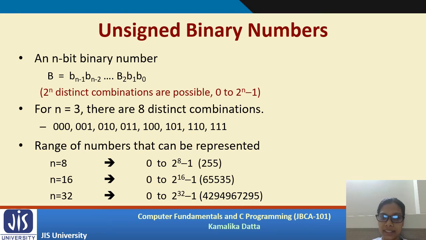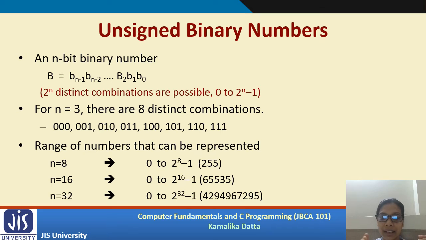For an n-bit binary number, a 2-bit binary number is represented by 00, 01, 10, and 11. You see, for a 2-bit binary number, we have 4 possible combinations, right? And it is represented by 0, 1, 2, and 3. We can represent numbers from 0 till 3 for n equals 2. So how many distinct combinations are possible? 2 to the power n distinct combinations are possible. For n equals 2, 2 to the power 2 is 4: 00, 01, 10, and 11.